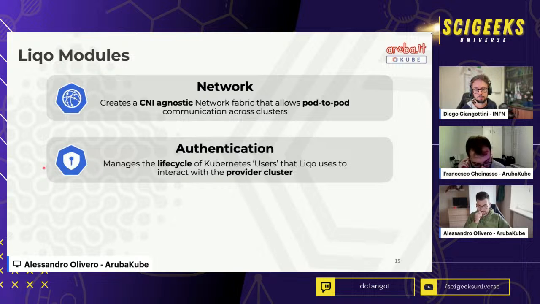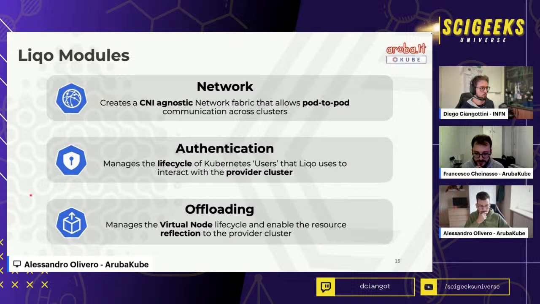Then we have the authentication module that manages the life cycle of Kubernetes users. Basically, it is the management of the kubeconfig used by the Liqo components to talk with the remote clusters. And then we have the offloading module, which allows us to create the so-called virtual node powered by the Virtual Kubelet. It also allows using the Virtual Kubelet to reflect some resources that are usually used for Kubernetes applications, like pods, services, endpoint slices, config maps, and reflect these resources from the central cluster to the remote clusters.